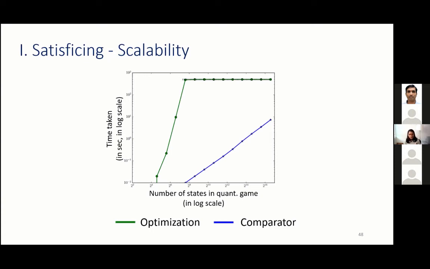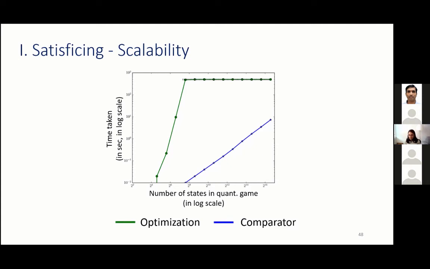So on this graph, on the x-axis we have number of states in log scale, and on the y-axis we have the time taken in log scale. And because both are in log scale, the slope of the curve indicates the degree of the polynomial. So here we can see the slope for the comparator-based algorithm is almost 1, it's at a 45-degree angle, which shows that the comparator-based algorithm actually runs linearly in practice, as opposed to the optimization algorithm, which has a much larger polynomial.